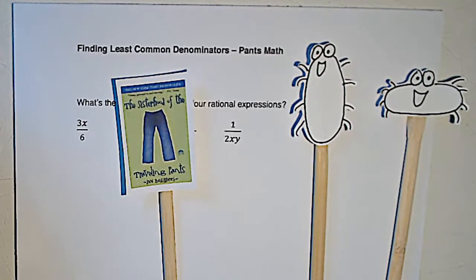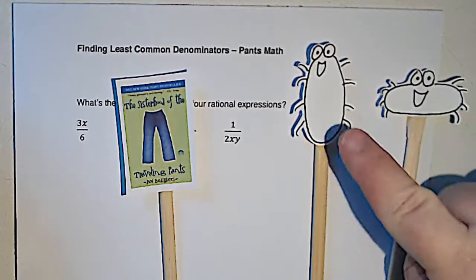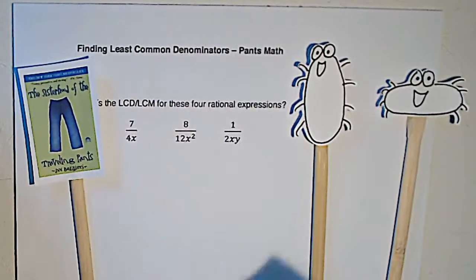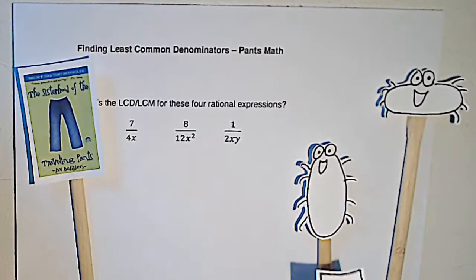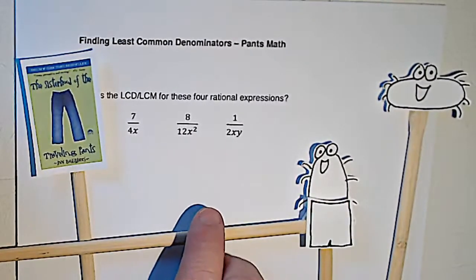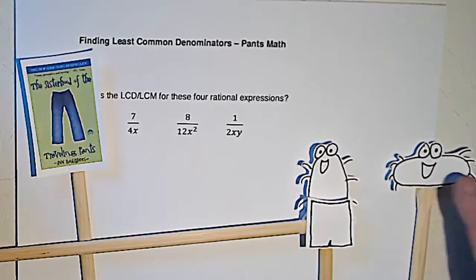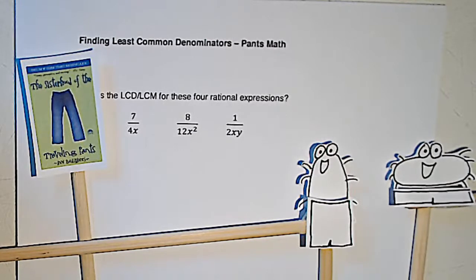So, if I were going to make a pair of pants for this spider, the pair of pants would look a little bit like this, right? Those are good pants for that spider. And then if I were going to make pants for this spider, the pants would look a little bit more like that. Oops, the pants are falling down.